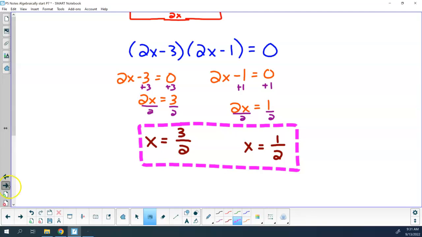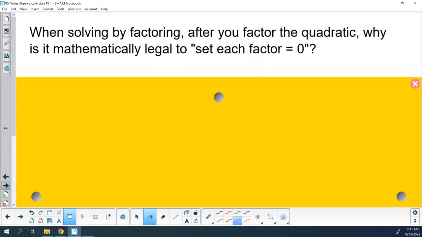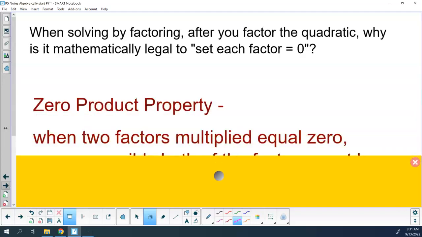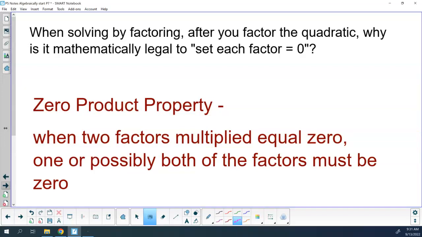Love it. Okay. When solving by factoring, after you factor the quadratic, why is it mathematically legal to set each factor to 0? The answer is the zero product property. When two factors multiply to equal 0, one or possibly both of the factors might be 0. You've used it many, many times.